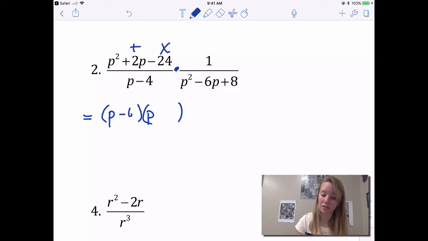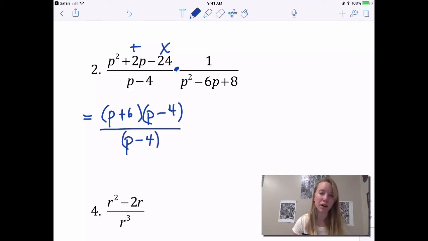So that'll be negative 6. Actually, it'll be positive 6 and negative 4, so that I can get to a positive 2. And then on the bottom, I actually only have p minus 4. If it was a p squared minus 4, then I could factor, but p minus 4 I just leave. Then I can put it in parentheses.